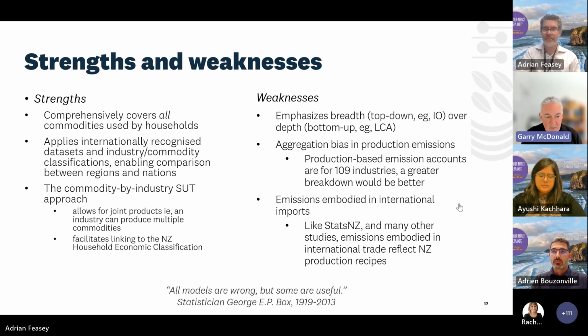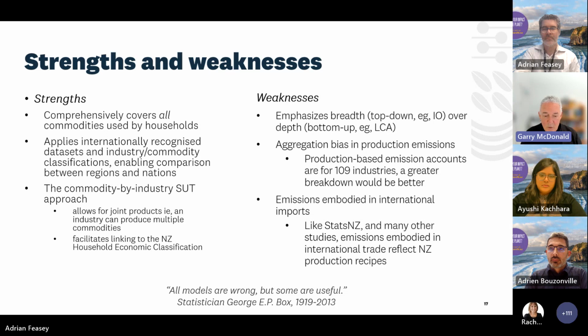What is very different about what we have done, and it is slightly different from the Stats New Zealand approach, is that we used a commodity by industry approach to do the calculations. And what this means is that we can have more than one commodity being produced by each industry in our economy. In fact, this facilitated a very exact matching between the household economic survey and what we've got within the input-output tables as produced by Stats. And that's the first time that's been done anywhere that I'm aware of, but it's a major improvement over the existing methodologies.